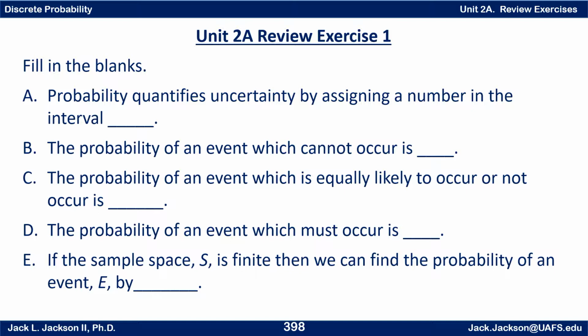Okay, here's exercise 1. Fill in the blanks. A. The probability quantifies uncertainty by assigning a number in the interval blank. B. The probability of an event which cannot occur is blank. C. The probability of an event which is equally likely to occur or not occur is blank. D. The probability of an event which must occur is blank.